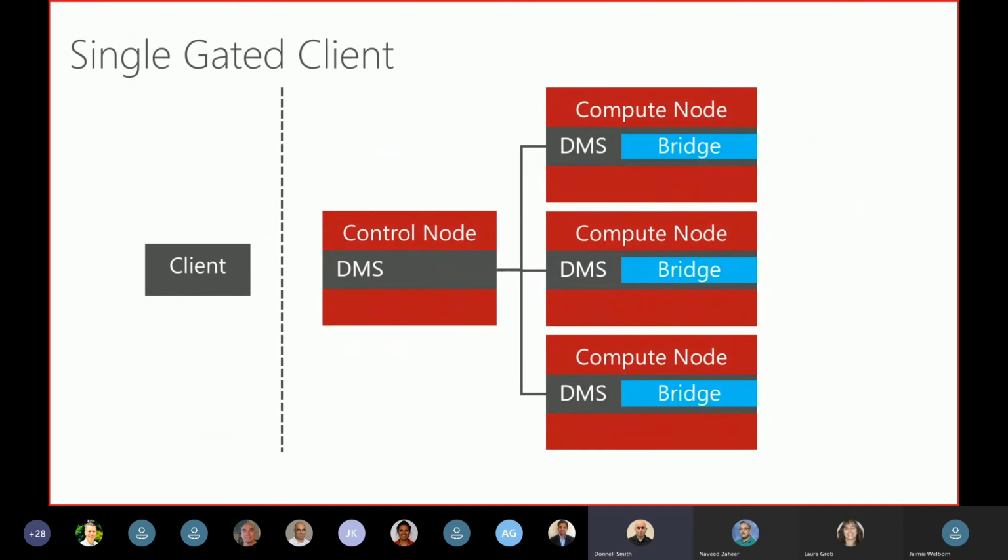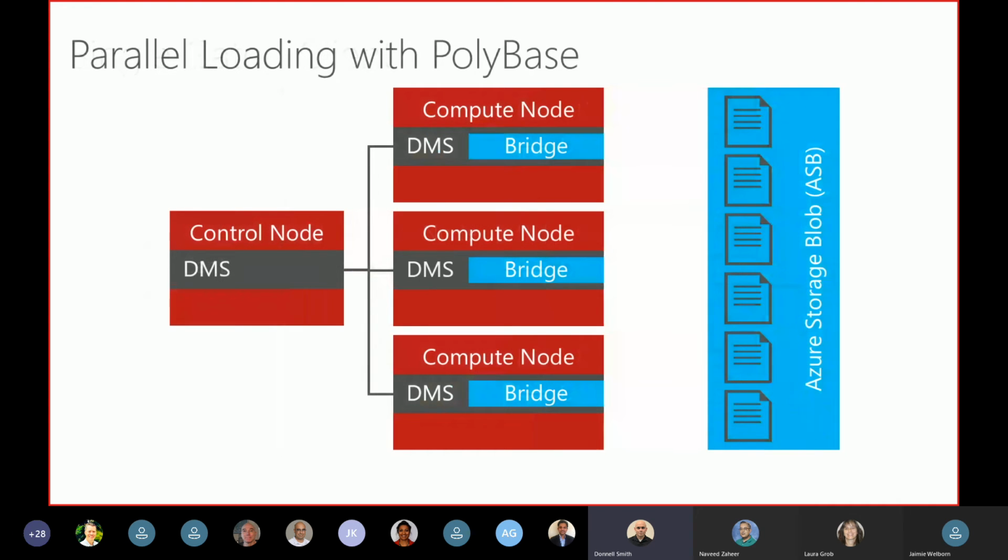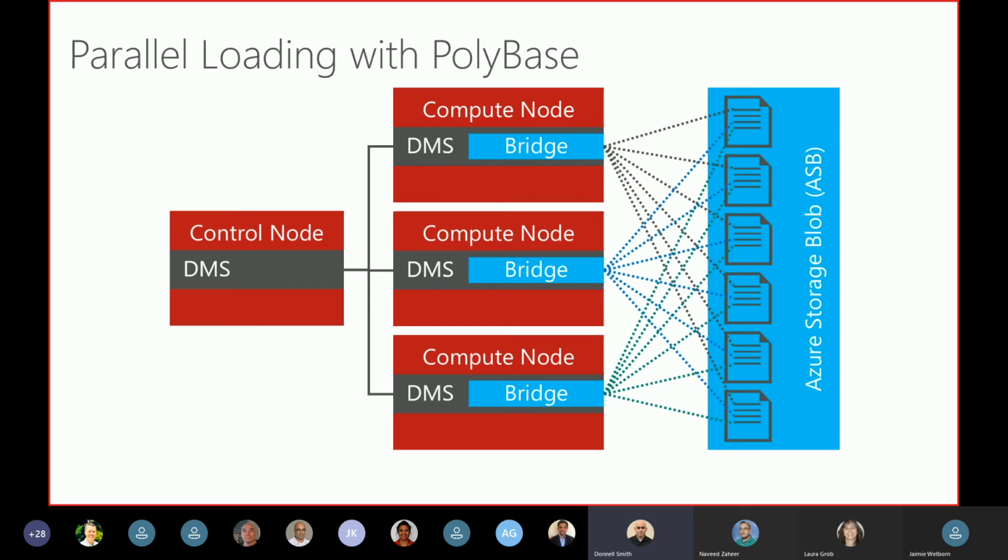So this goes back a little bit into that approach of how the client actually comes into the control node. The DMS is the data movement service. And then there's also the parallel loading with PolyBase. PolyBase is a tool you can use to quickly and efficiently load your data into your data warehouse. You can also use it to write. It works in a similar approach: you have your control nodes, you have your compute nodes that map back to that storage location, but it can parallelize that load so that you can actually distribute it across compute nodes.